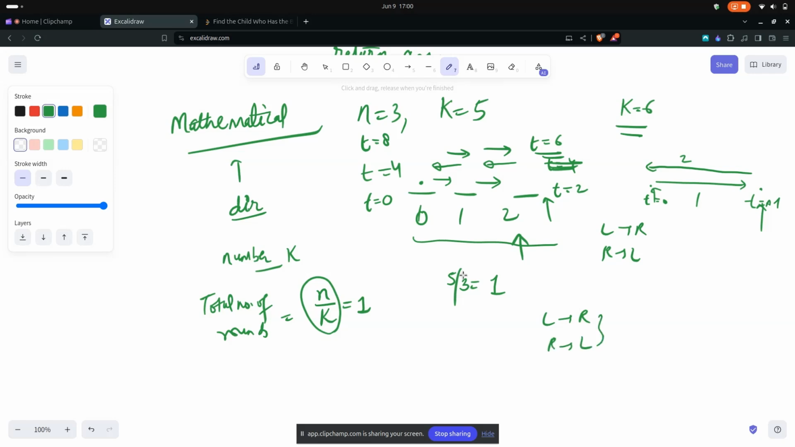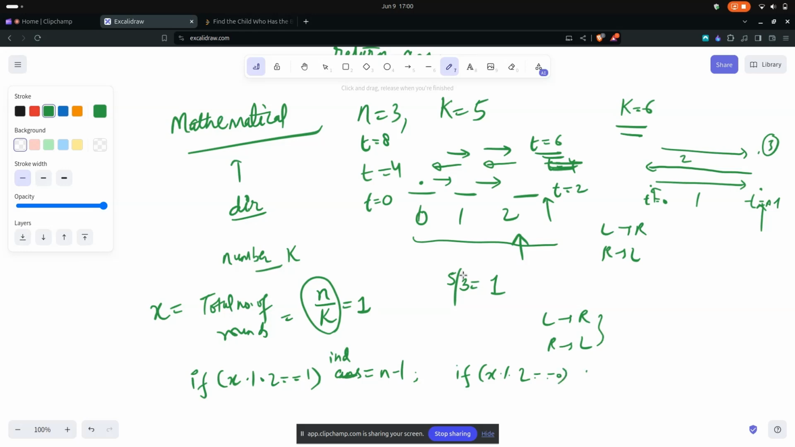So how can we know the direction? Again at t equals 3, we will be at n minus 1. Let's call this x. If this x is odd, if x mod 2 equals 1, then that means we are at n minus 1. Let's call this the index for now. And if this x is even, then that means we are at the 0th index.